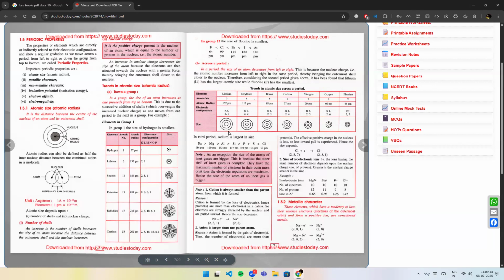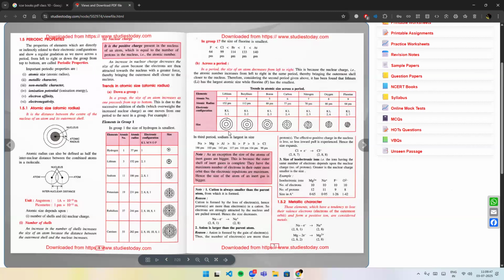Number of shells. An increase in the number of shells increases the size of an atom because the distance between the outermost shell and the nucleus increases. Nuclear charge. It is the positive charge present in the nucleus of an atom, which is equal to the number of protons in the nucleus, that is, the atomic number. An increase in nuclear charge decreases the size of the atom because the electrons are then attracted towards the nucleus with a greater force, thereby bringing the outermost shell closer to the nucleus.